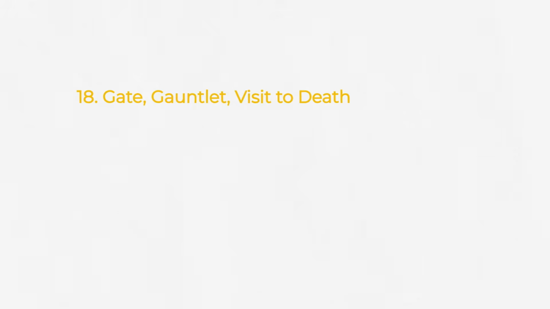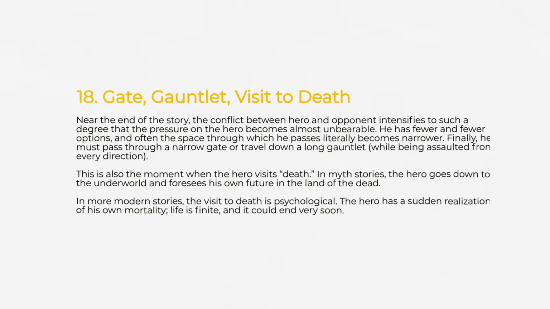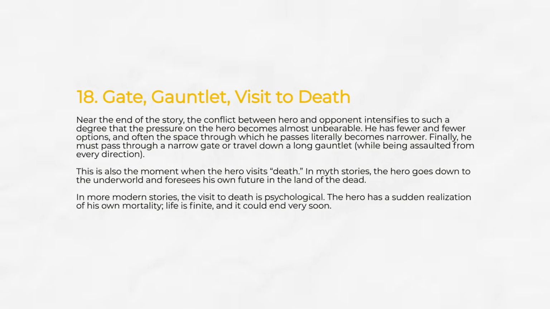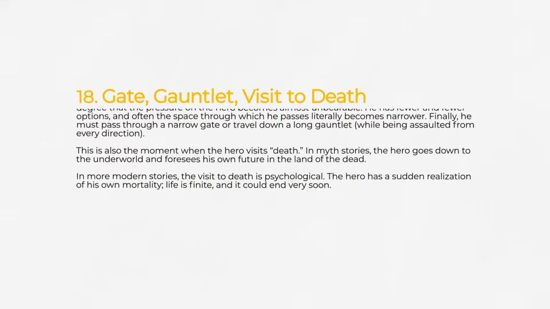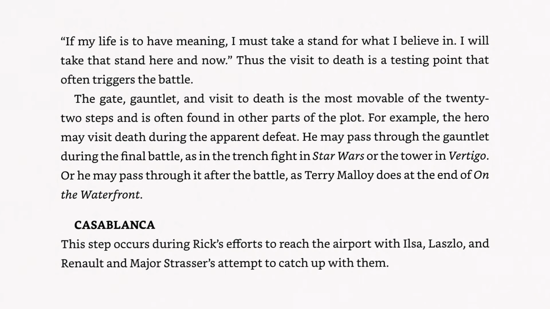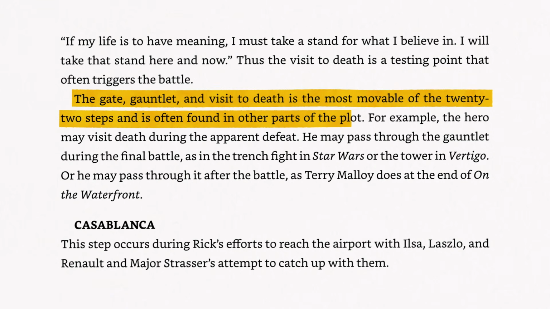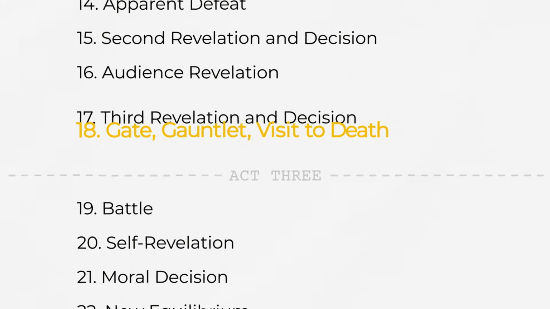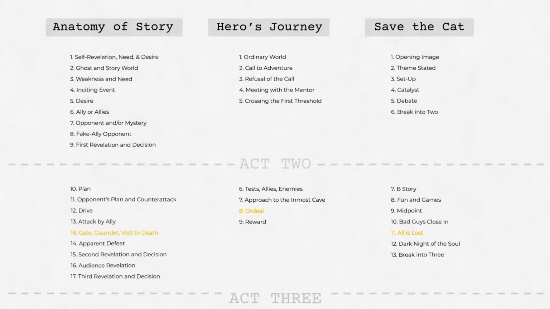Which is where we reconnect with the anatomy of story. Sort of. See, the anatomy's 22-step outline has most of what we've just discussed in a step called the Gate, Gauntlet, and Visit to Death. But it happens in what I'd consider to be its third act. Though to the author's credit, he's not big on acts and explains that this is the most movable step in the entire structure. So I'm just gonna move it back to better line up with the others.